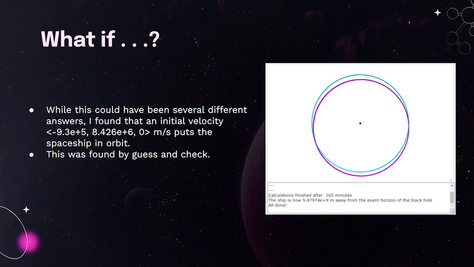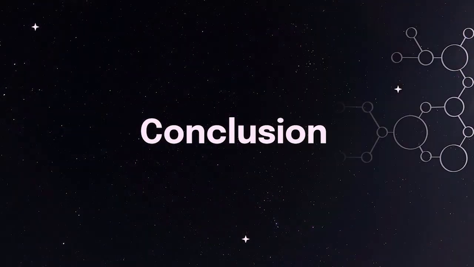What if? While this could have been several different answers, I found an initial velocity of negative 9.3e5, 8.426e6, and 0 meters per second puts the spaceship in orbit. This was found by guess and check.